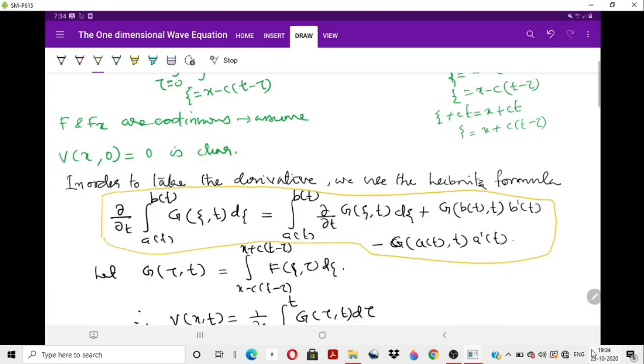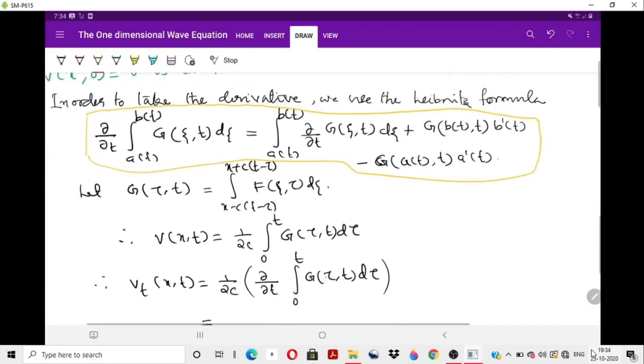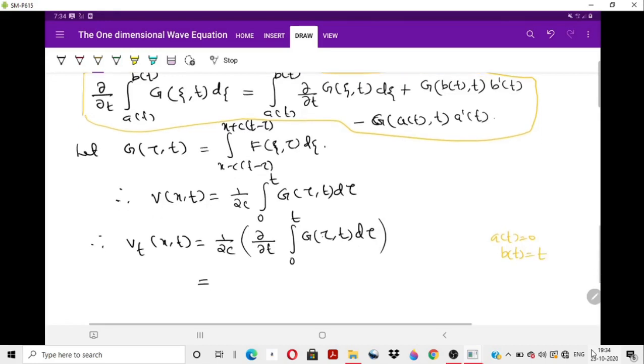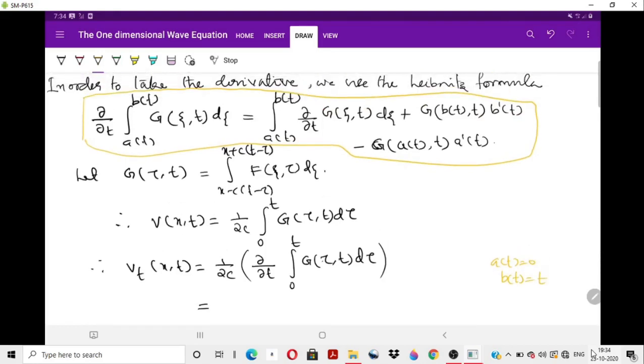So this is the Leibniz rule. Here a of t is the function. Here a of t is equal to 0 and b of t is equal to t, and g is instead of theta; here we have tau, and t is the same variable. Okay, so by the Leibniz rule we can apply here.